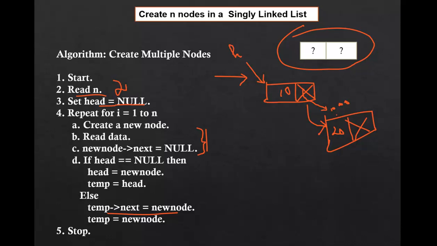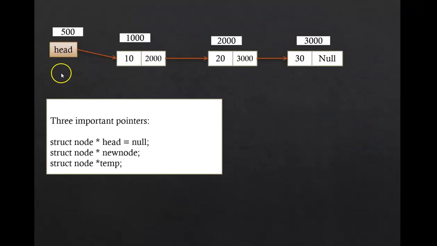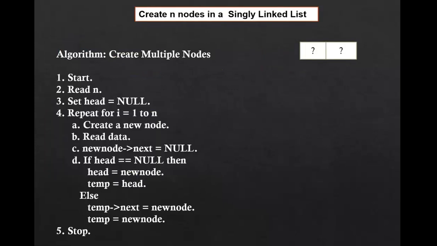Moving back to the previous example, look at the chain. So this is the chain. Here I would have created three nodes, 10, 20 and 30. This is an example of a singly linked list.